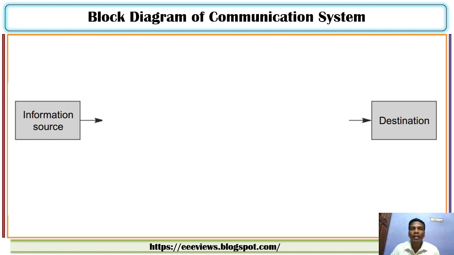For that, I need some medium through which I can transmit from the source to the destination. That medium is commonly called a channel. So if I want to transmit my information from the source to the destination, I need a channel. The channel will normally be air, optical fiber cables, or copper wires. These are the channels through which I can transmit my information from the source to the destination.